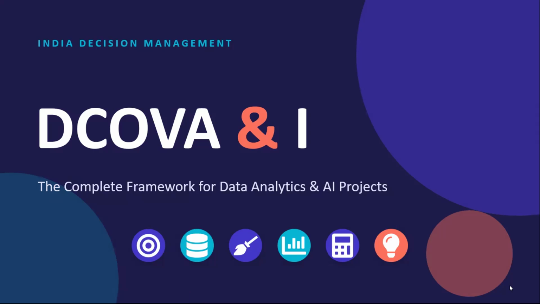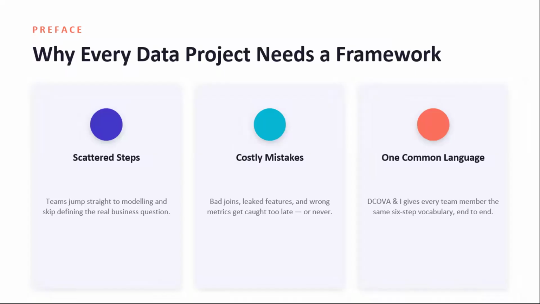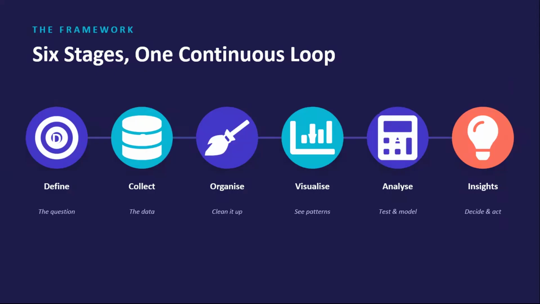Before we go there, let's talk about the types of data. When we were looking at the project and the way we will do it, we need to understand that every data project does need a framework because otherwise we have scattered steps, costly mistakes. And the one language, the one checklist, as I mentioned to you, is the DCOVA I checklist because it allows us to understand clearly where we are in a project.